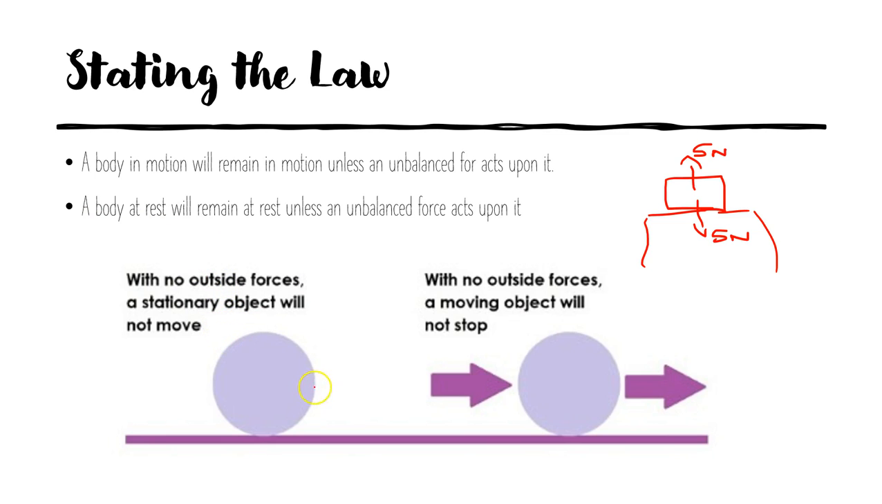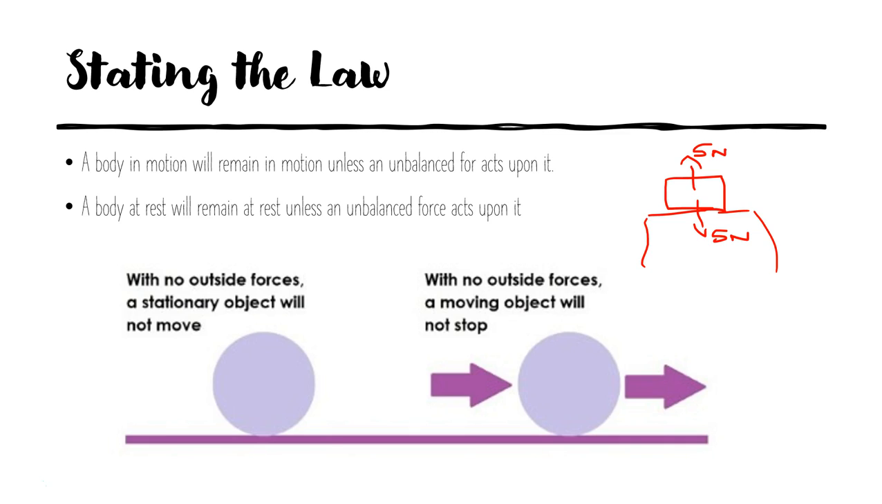Okay, so in order to make it move, we would need to apply a force. When we apply that force, it will accelerate, it will start to move, it will speed up. So with no outside forces though, a moving object will not stop. So once we've made this object move, and if it is moving with a constant speed, then nothing is going to change the speed of that object until an unbalanced force either speeds it up or slows it down. Something causes it to stop or change its motion.